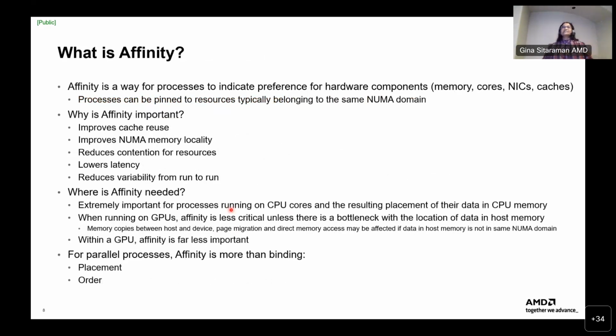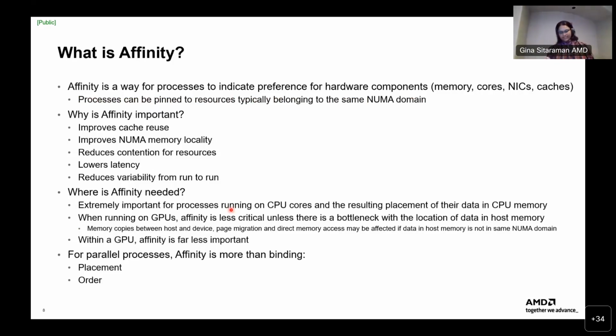Okay, what is Affinity? Affinity is a way for processes to indicate preference for hardware components. So I'd like to use these memory controllers. I'd like to use these cores, and I want to use this NIC, etc. So typically, processes are pinned to resources belonging to the same NUMA domain for all the reasons we saw earlier. Again, a repetition of what we saw.